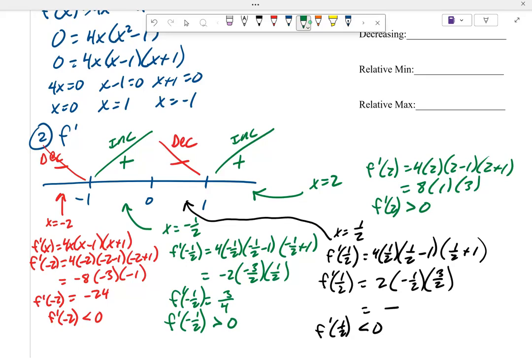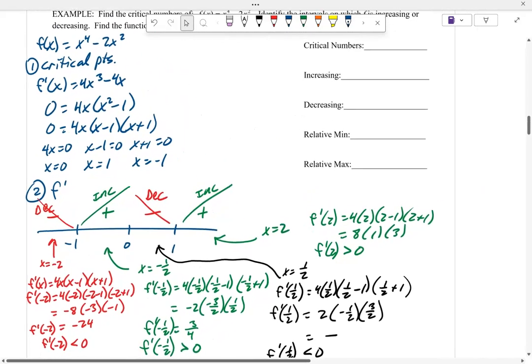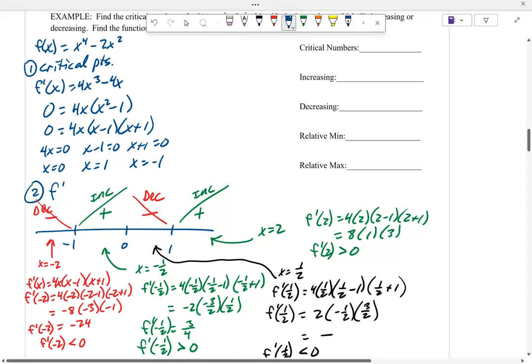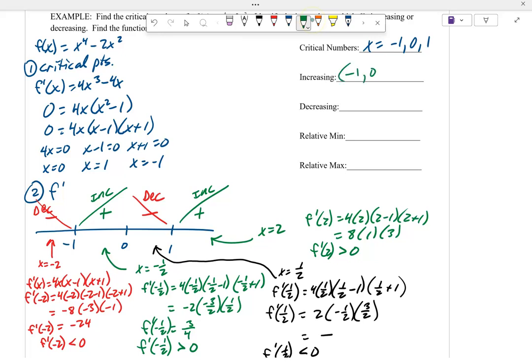So let's go ahead and fill this in. What were our critical points? Our critical points were -1, 0, and 1. Where is the function increasing, in green? Between -1 and 0, and I know it's increasing after 1. Where is the function decreasing, in red? Well, from -infinity up to -1, and then the original function is decreasing between 0 and 1. Again, our first derivative tells us about the behavior of the original function, right?